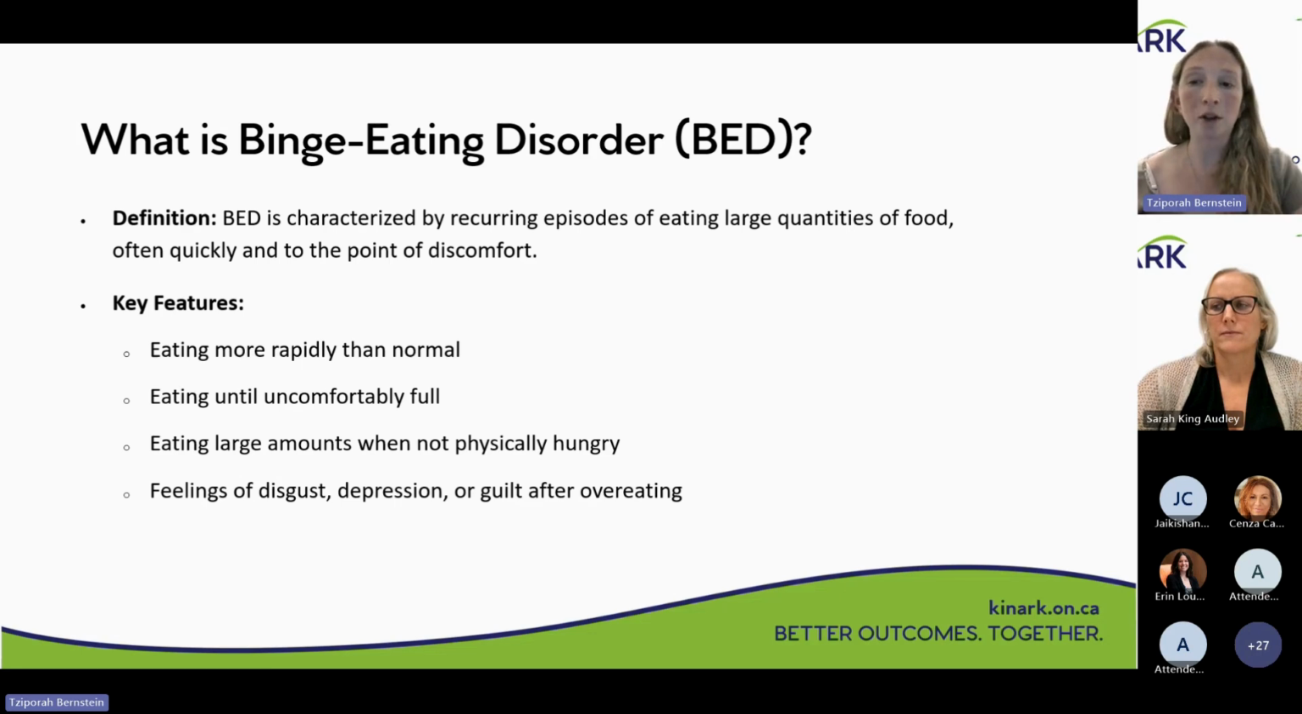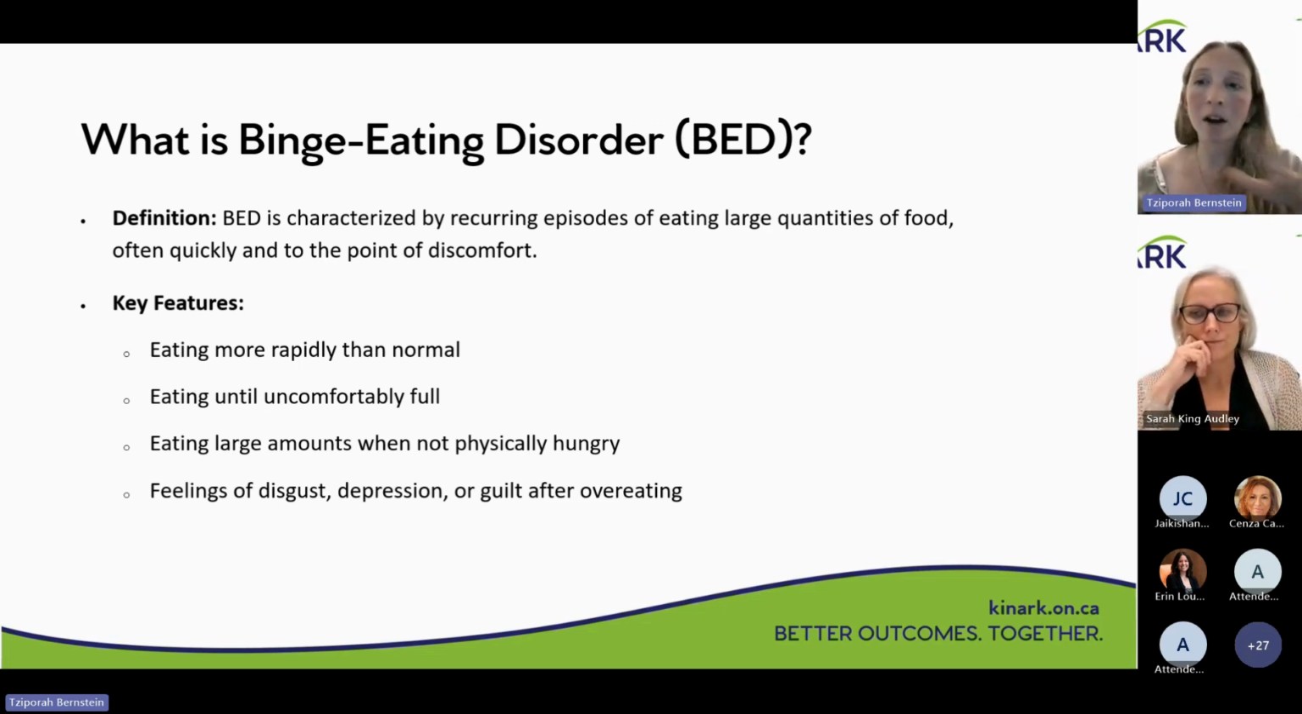So we're just eating lots and lots of food. The key features could be eating more rapidly than normal, eating until feeling uncomfortably full, eating large amounts when you're not actually physically hungry. And there's lots of disgust, depression, or guilt after overeating, with oneself and the way one looks. And these feelings typically persist. It's not just a thought that goes out of your mind. It's kind of persisting for a longer period of time.